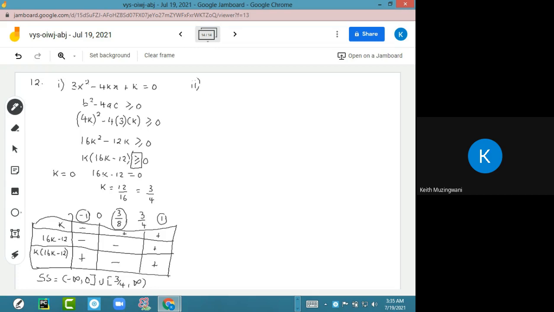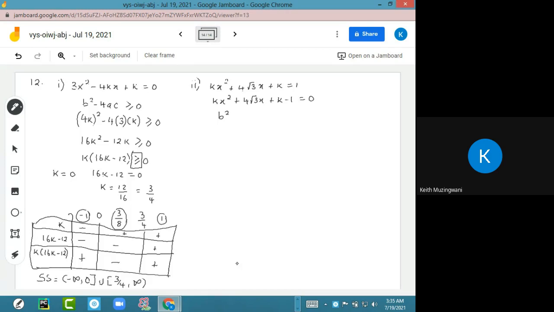2, kx squared plus 4 root 3 x plus k is equal to 1. We'll have imaginary roots. So first we write it as a normal quadratic: kx squared plus 4 root 3 x plus k minus 1 is equal to 0.